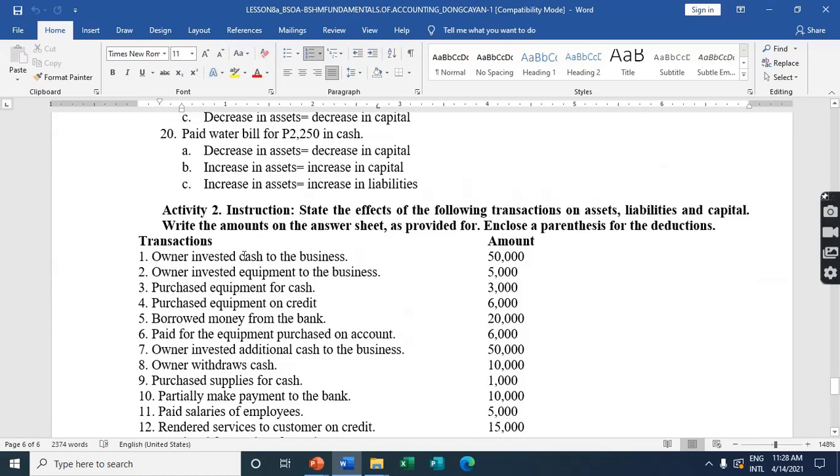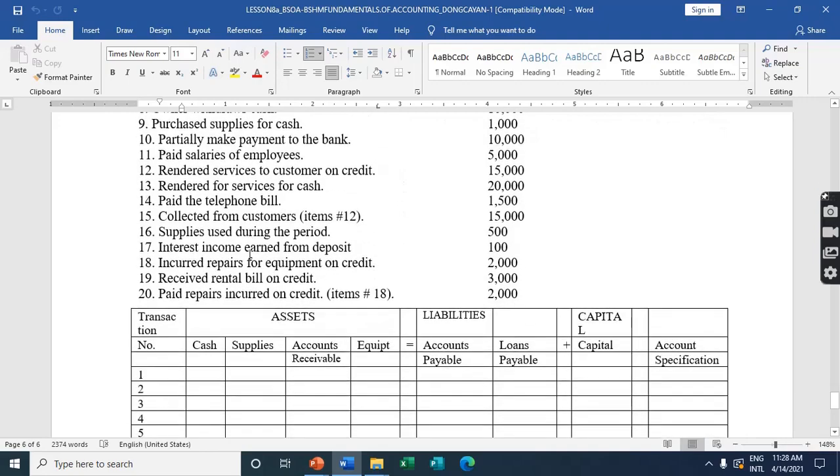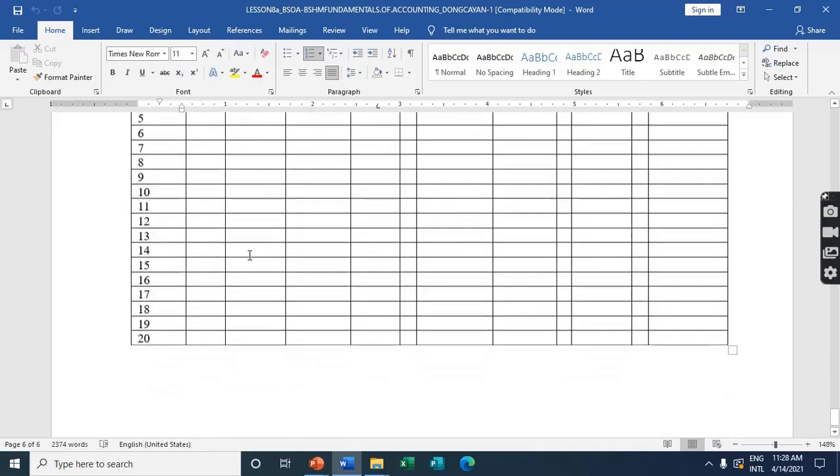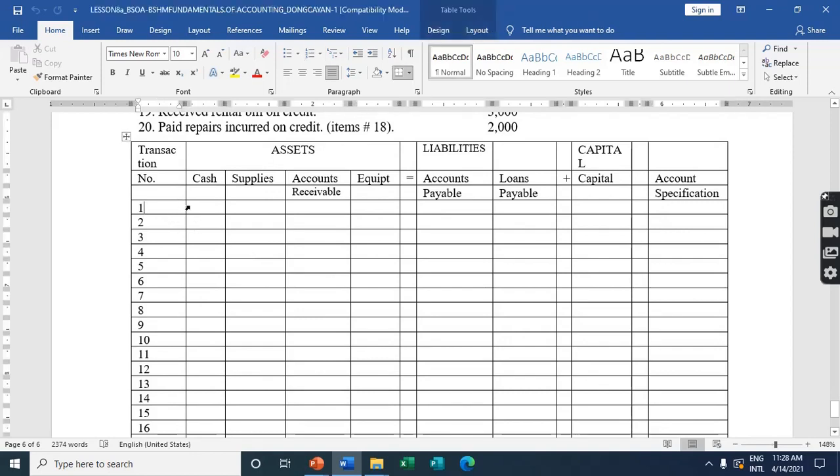Now, dito sa activity 2, state the effects of transactions on assets, liabilities, and capital. Write the amounts on the answer sheet as provided. So, and close a parenthesis for the deductions. Okay? So, ano ba yung effects ng transactions dito? Okay, dito ka magsusulat. So, gaya nung sa requirements natin kanina or sa activity natin kanina dun sa lesson. So, ganito yung gawin ninyo. So, state nyo din kung ano yung account specification niya.